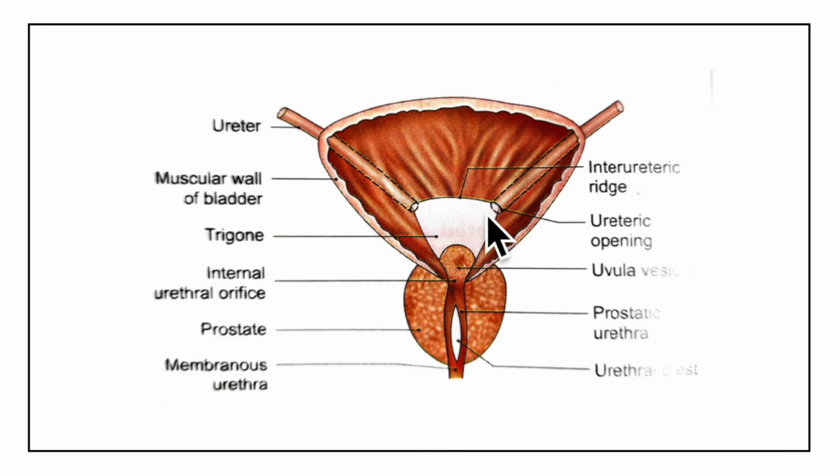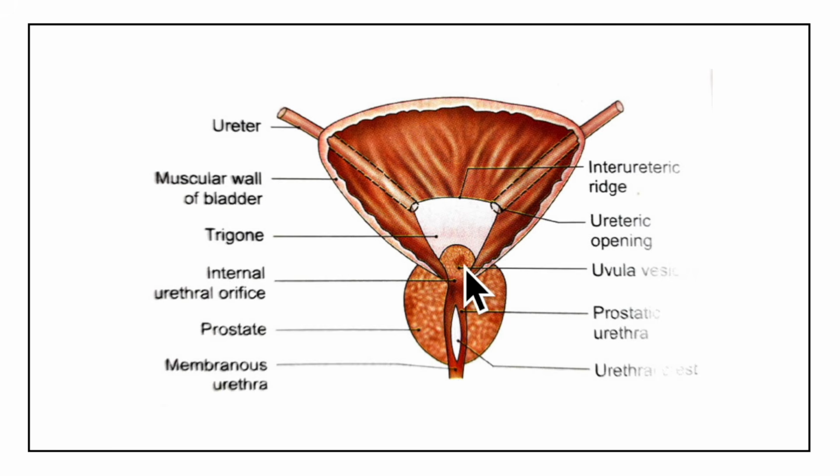In an empty bladder, we can see that the greater part of the mucosa that you see right here shows irregular folds due to its loose attachment to its muscular coat. Now in a small triangular area that you see right here, over the lower part of the base of the urinary bladder, the mucosa is smooth due to its firm attachment to its muscular coat. Now this triangular area is called the trigone of the urinary bladder.